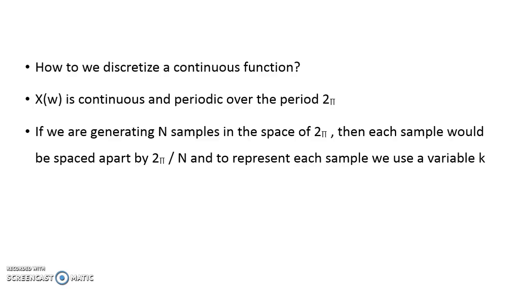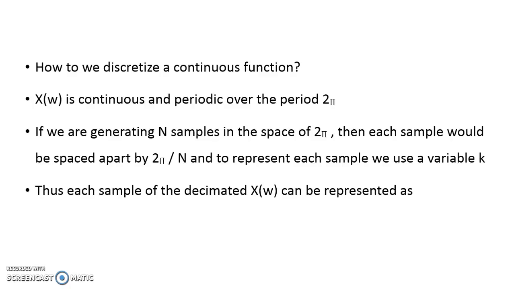And to represent each sample, we use a variable k, just like we use x of n, where x of n is x of t at t equal to n capital T, where small n is a variable that represents the sample, and capital T is an interval between two samples. Thus, each sample of the decimated x of omega can be represented as k into 2 pi by n.